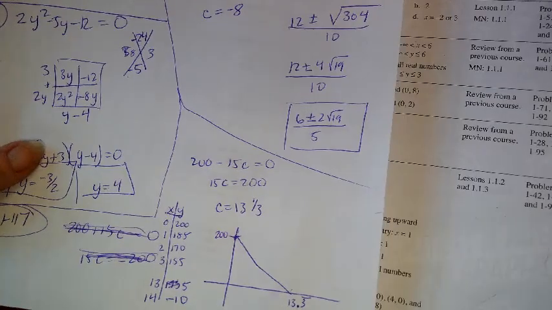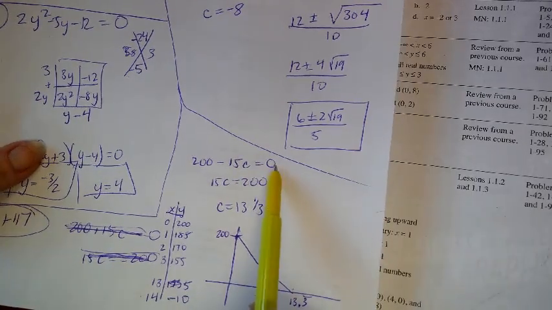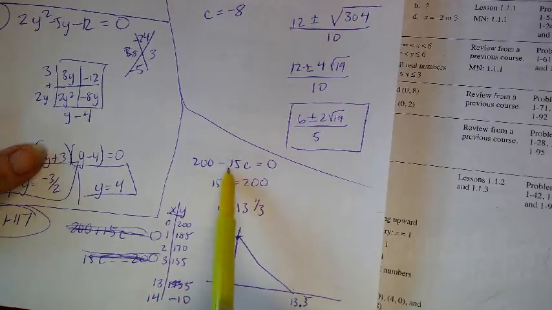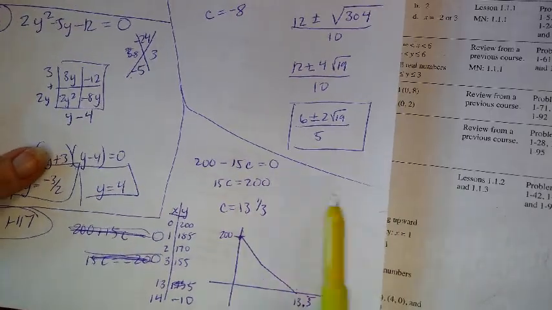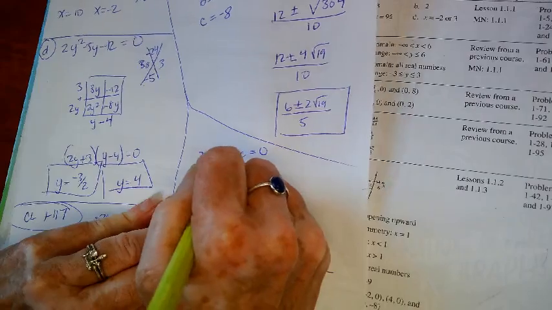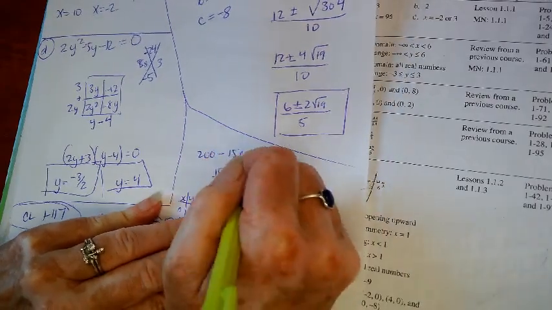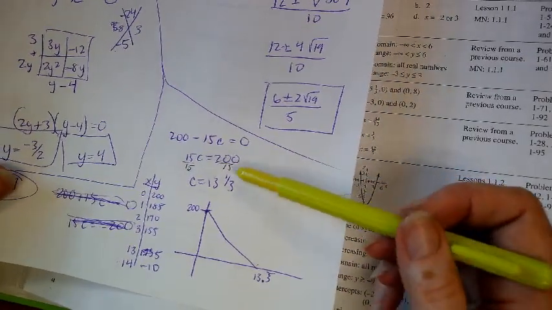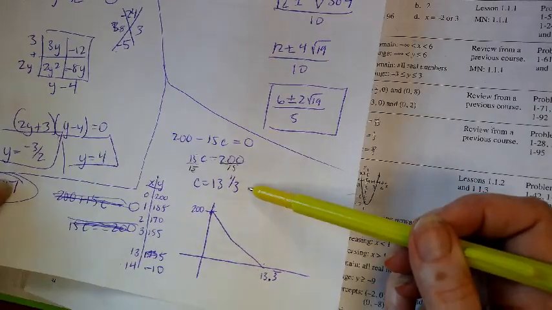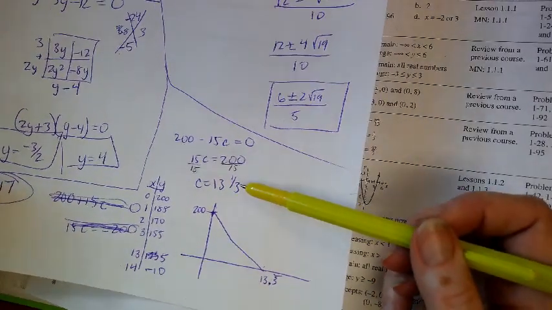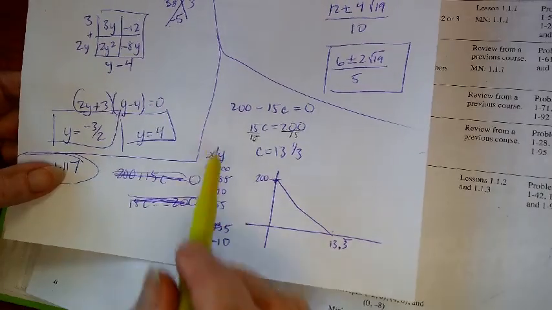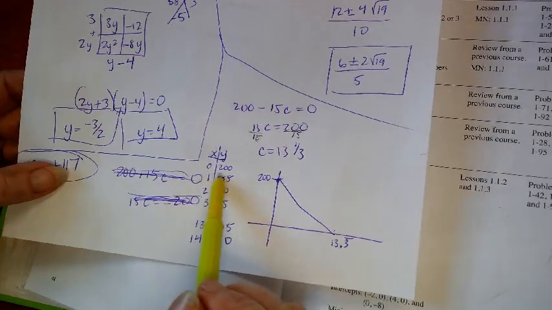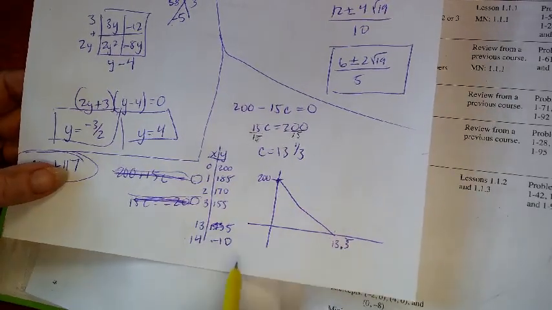And then I solved it. I set it equal to 0 so that I could solve it. And so I brought the 15 to the other side, and then I divided both sides by 15. And if you put that in your calculator, 200 divided by 15, it's about 13 1/3 weeks. So that means on week 13, I actually went ahead and did a table too.